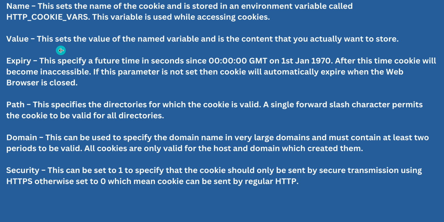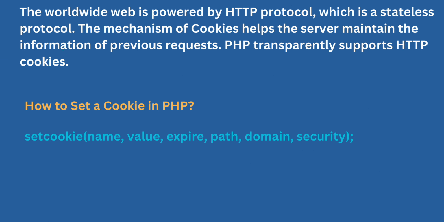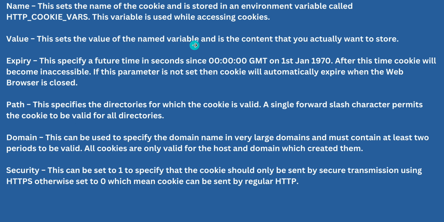So value, this sets the value of the named variable, and it is the content that you actually want to store. Expiry: when you want this cookie to expire. This specifies a future time in seconds, since GMT on 1st of January 1970. After this time, the cookie will become inaccessible.